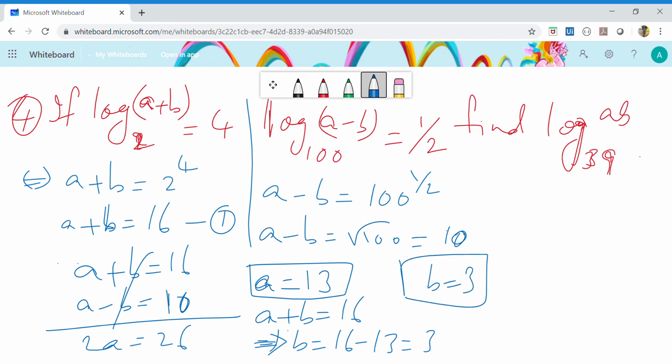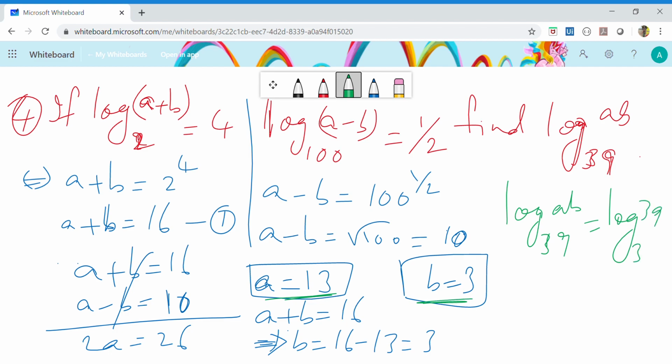Then what did he ask? Log of ab to the base 39. What is ab? A is 13, b is 3, 13 threes are 39, so log 39 to the base 39 becomes 1. So what is its value? 1.